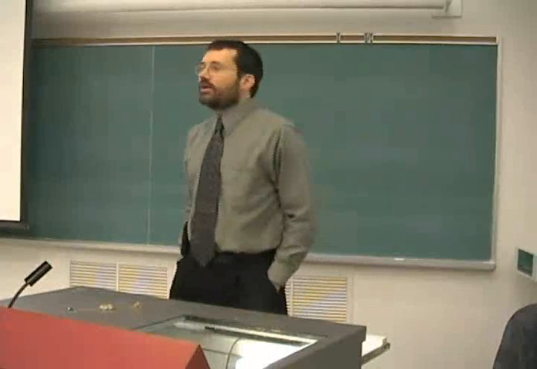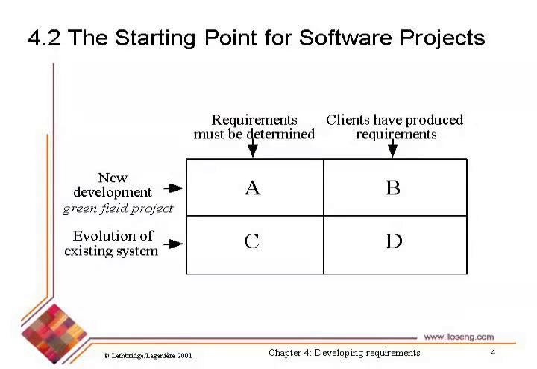Slide 4 lists 4 different categories of starting point that you might have for your project. There are shades of gray, but I've categorized them into 4 main areas. On the horizontal axis, we have whether you as a software engineer have to start developing requirements from scratch. That's kind of the best alternative. Or the clients have produced requirements already for you.